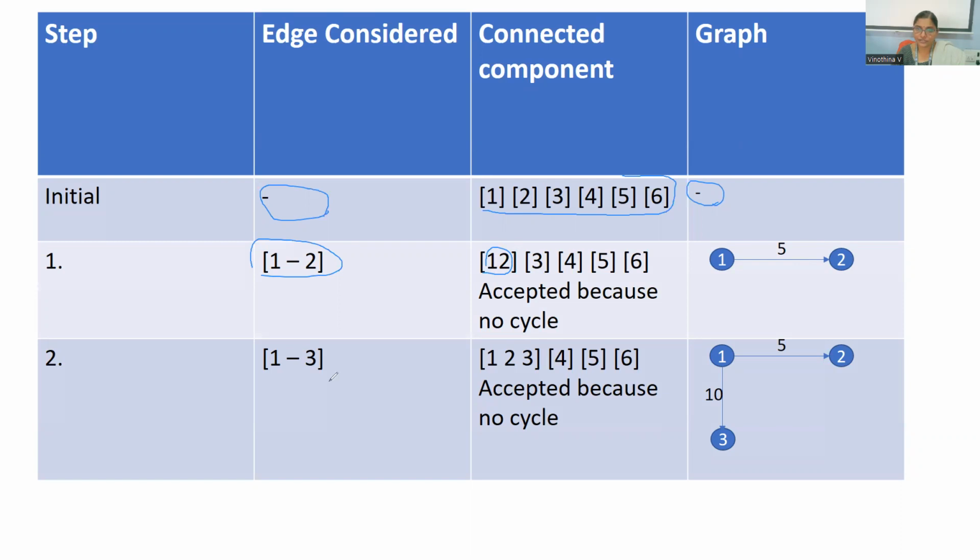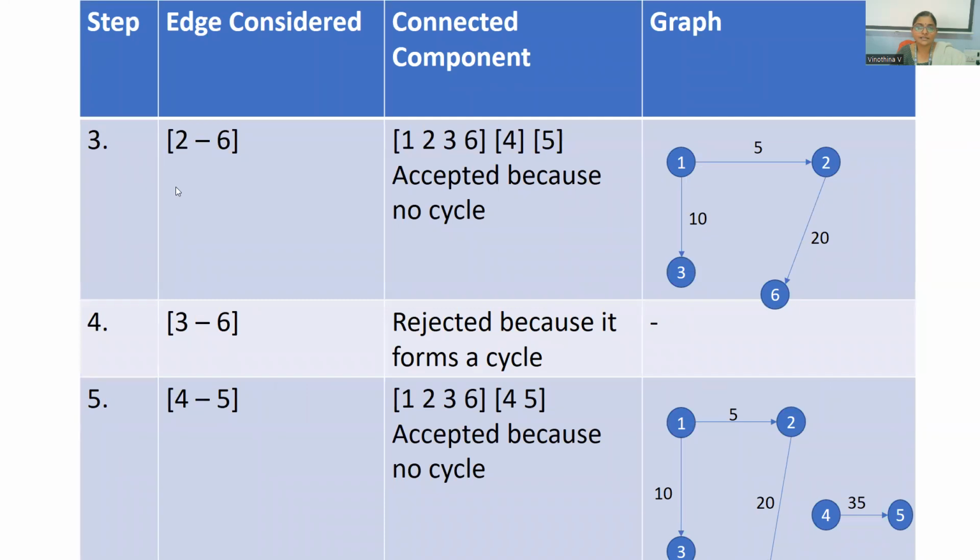Then consider the next edge, 1 to 3. Add it to the spanning tree. This addition does not create a cycle, so accept the edge into the spanning tree. Now the connected component would be 1, 2, 3, and 4, 5, 6 are individual components. So continue the algorithm.